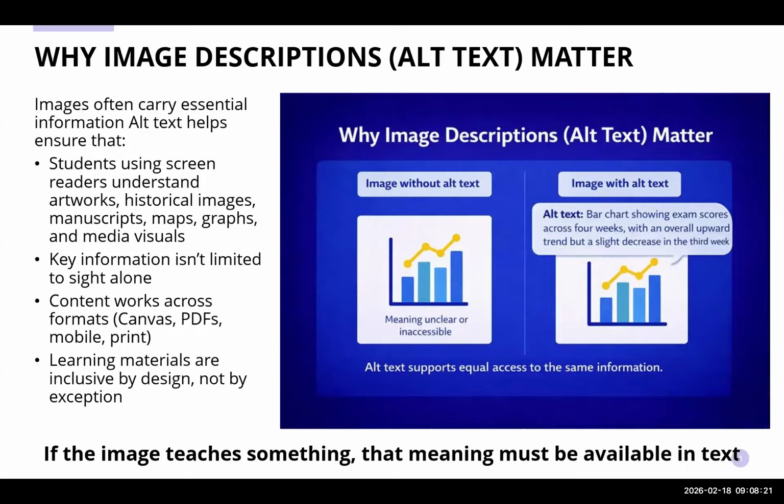Another point is these materials also live in many places. You upload them to learning platforms, share documents, and students open them on different devices and platforms. So when images include meaningful description, the learning travels with them, even if they are not visible. So here is the simple idea. If an image is there to teach something, then that meaning must also exist in text, not as an extra step, but as an essential part of accessible teaching.